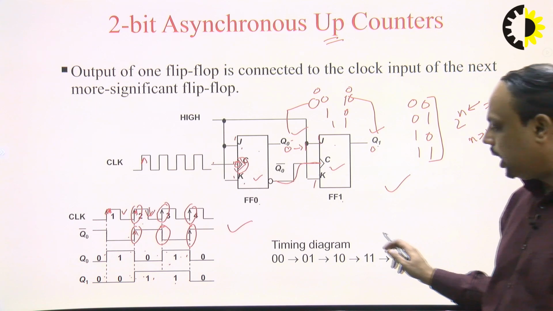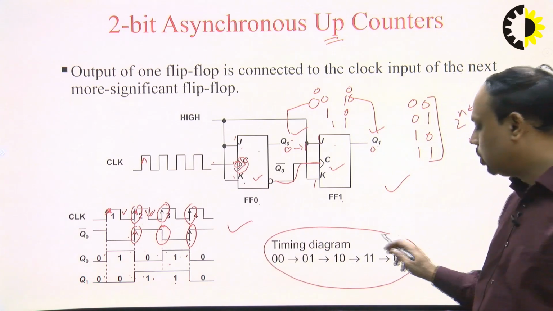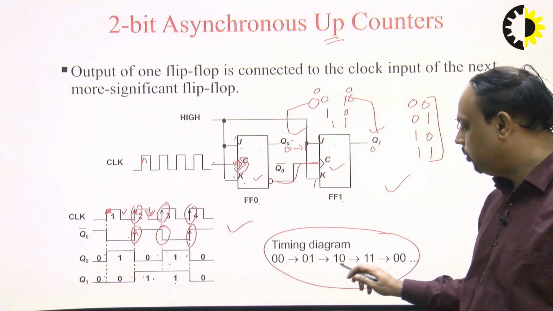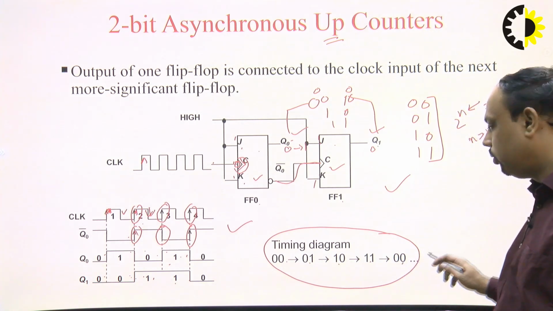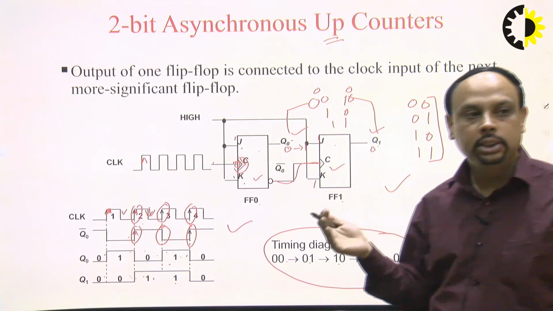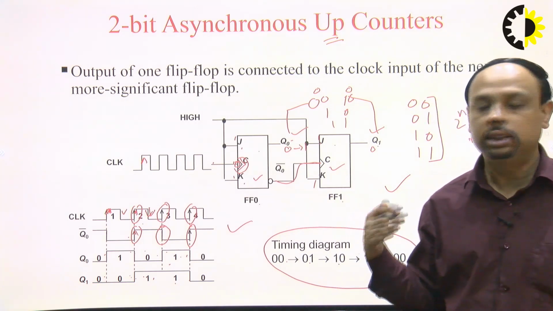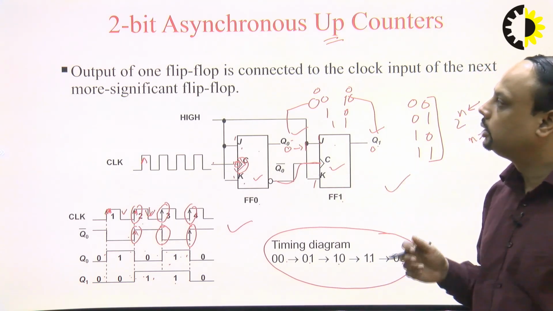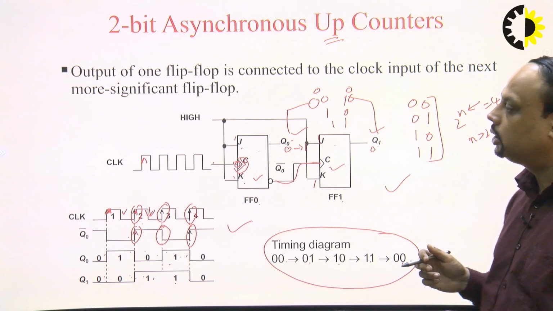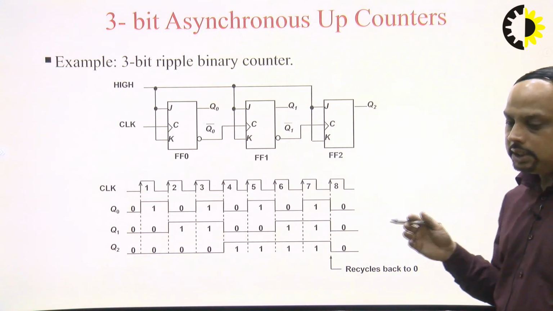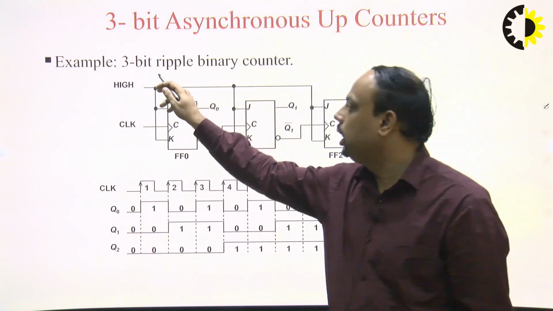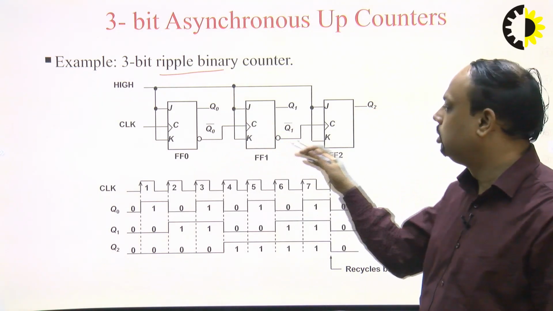This is the state diagram or timing diagram which shows the change in the states 00, 01, 10, 11, then again 00, 01, 10, 11. As the clock pulse is coming, it repeats the states successively. That's why it is known as asynchronous counters.